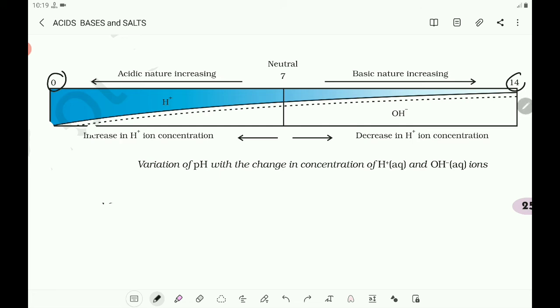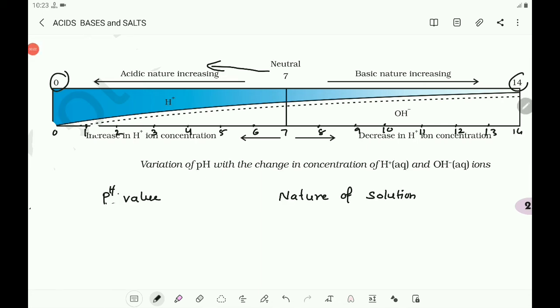Here, as the pH value decreases, acidic nature increases. As you move towards 0, there is an increase in hydrogen ion concentration, which means acidic nature increases. As you move from 7 to 14, H plus ion concentration decreases and basic nature increases. That is, the OH minus concentration increases.